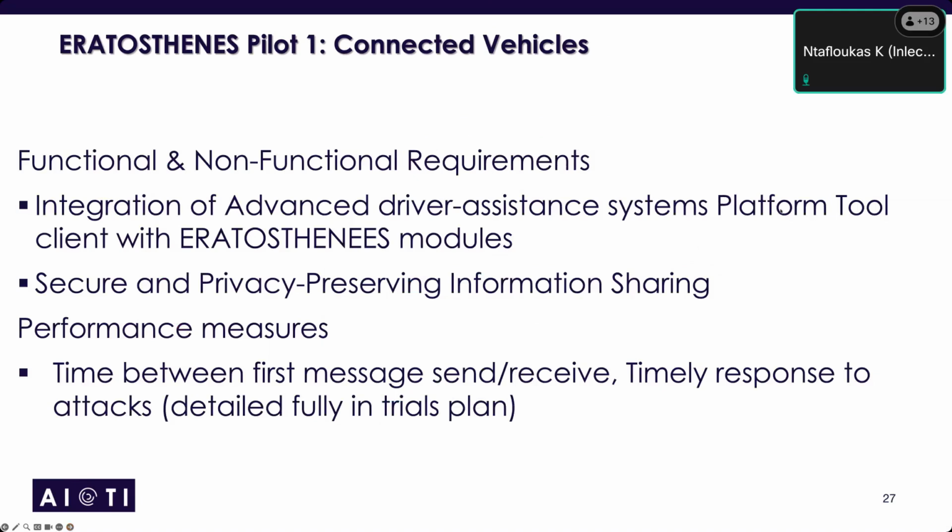So some of these functional and non-functional requirements, as an overview, were the integration of the advanced driver assistance systems platform tool client with Rotosenis modules, and the secure and privacy-preserving information sharing through the well-established architecture. Some performance measures that I can share here is that we're able to measure the time between the first messages as a sender and receiver and the timely response to attacks. You can find some more details in the reports that we have shared through our webpage.